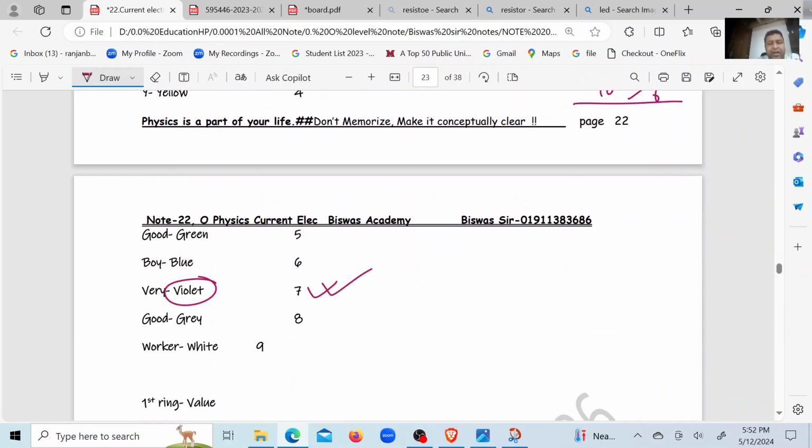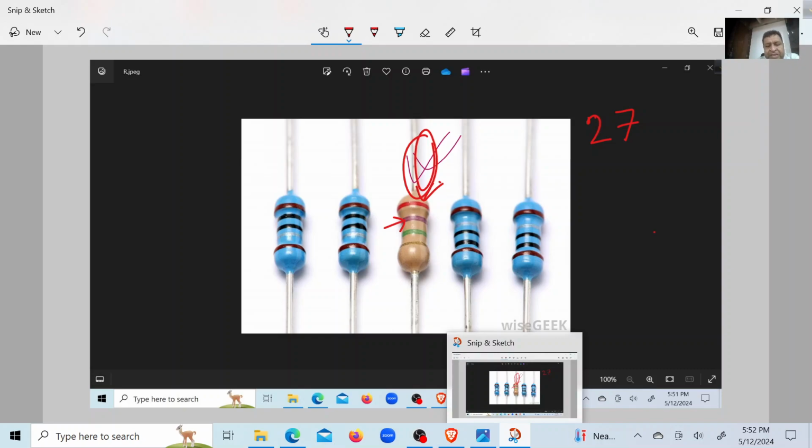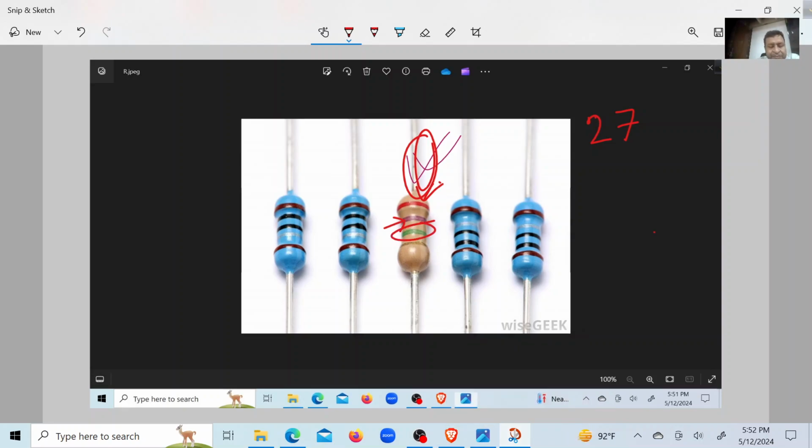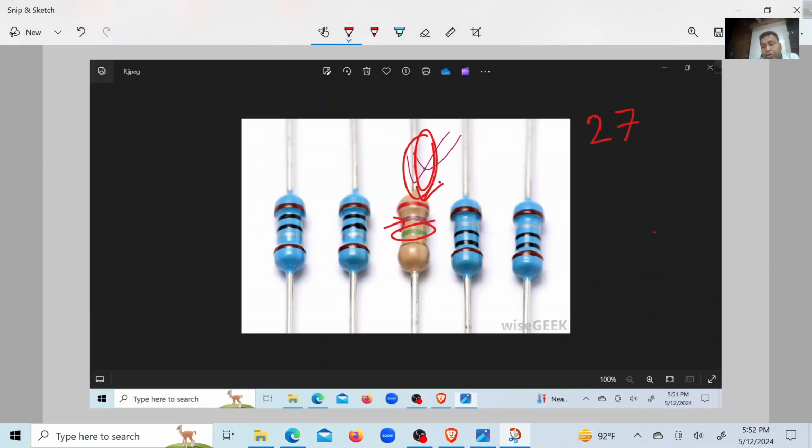Violet is 7. Then this is green, right? For green it is 5. Now what do you think? It will be 5? No, it is actually the multiplier.